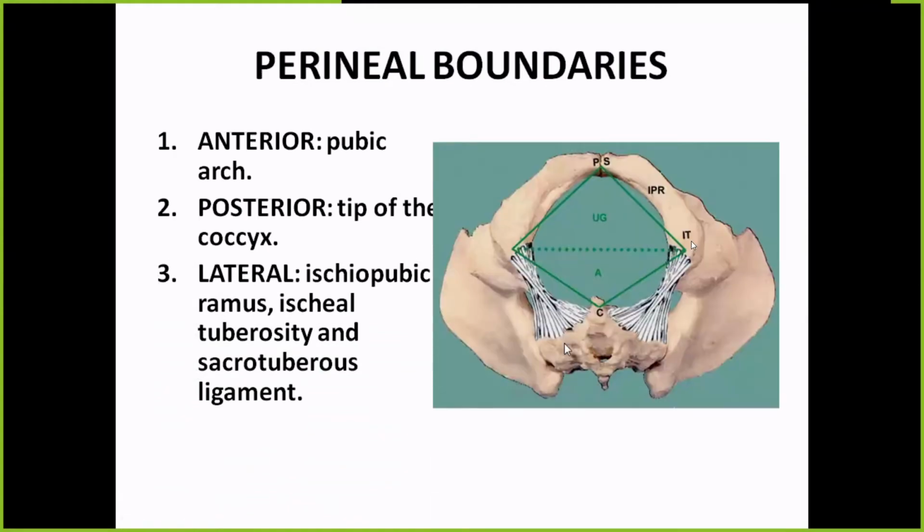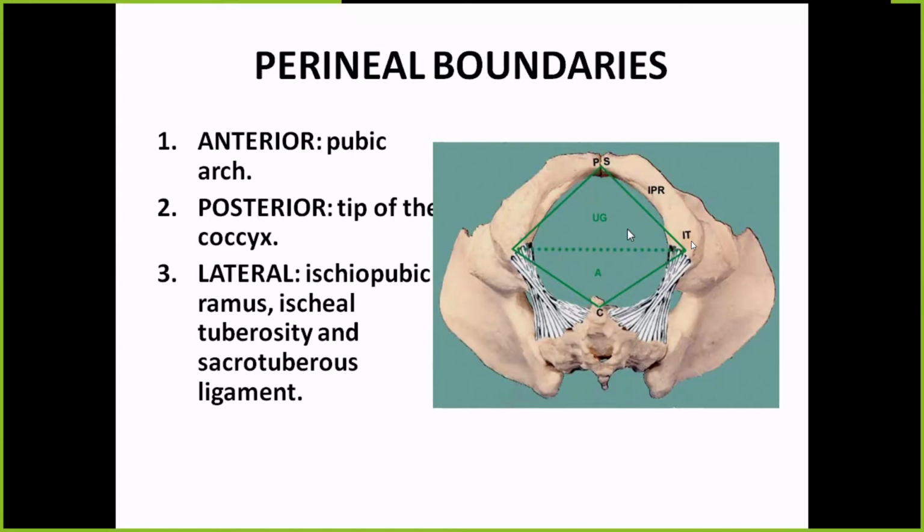So this is the anatomical perineum. What are the boundaries? Anteriorly it is the pubic symphysis, and laterally it is the ischiopubic ramus, ischial tuberosities, and sacrotuberous ligament. This portion is the sacrotuberous ligament, and posteriorly it is the tip of the coccyx. So this is the anatomical perineum.